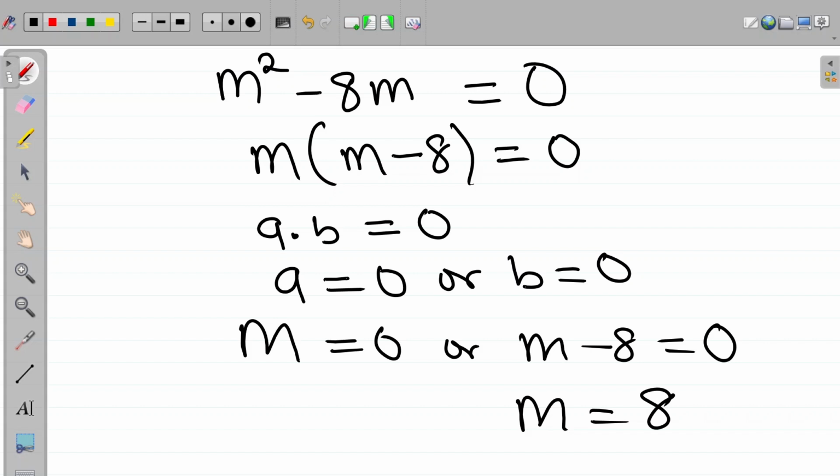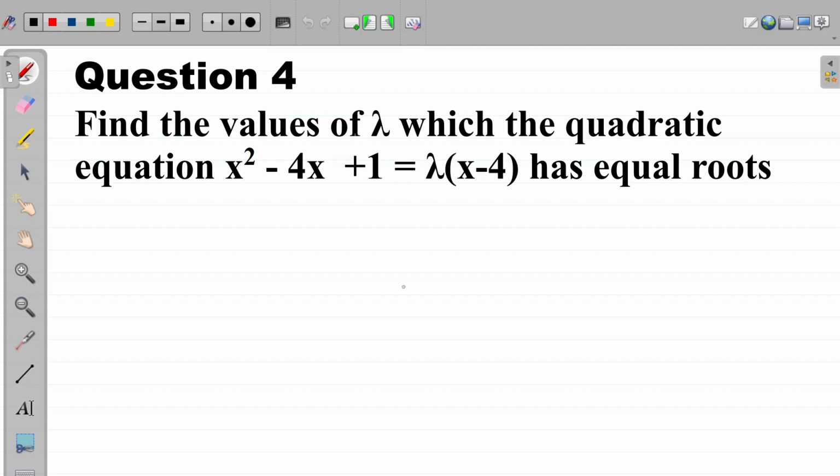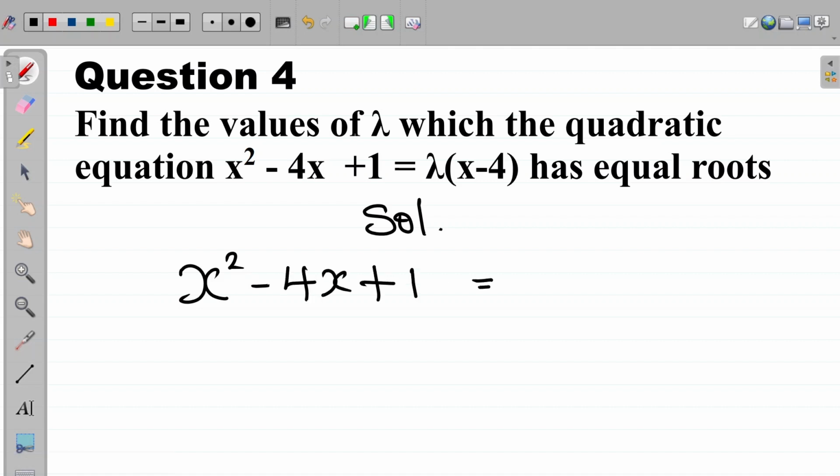Let us dive into the next question. Now, we should find the values of lambda for which the quadratic equation x squared minus 4x plus 1 equal to lambda multiplied by (x minus 4) has equal roots. Now, the equation given to us is x squared minus 4x plus 1 equal to lambda multiplied by (x minus 4).